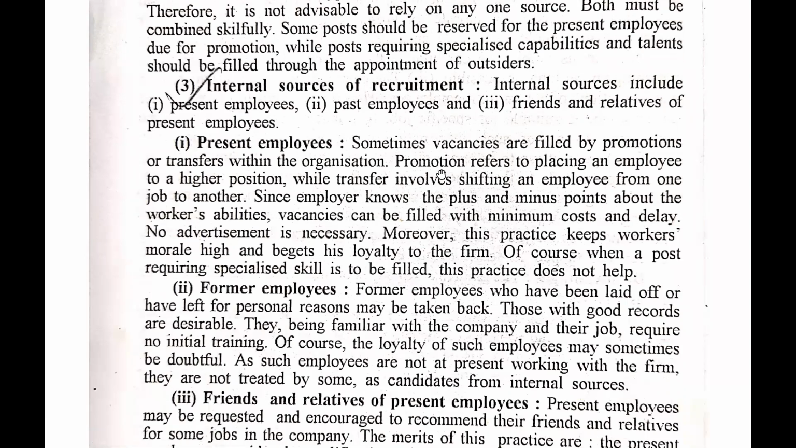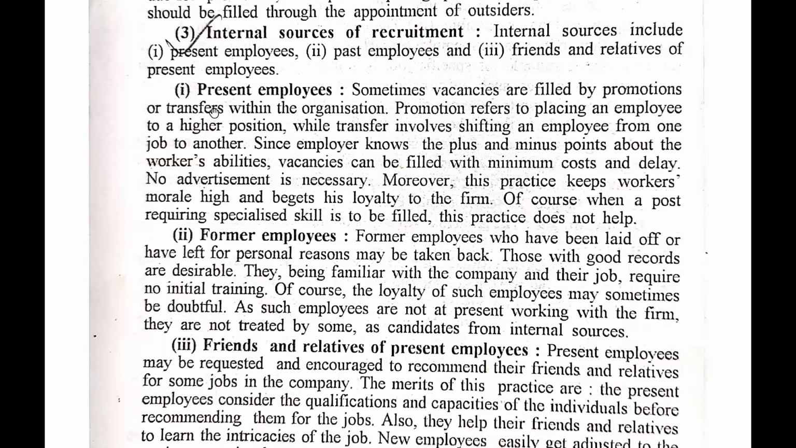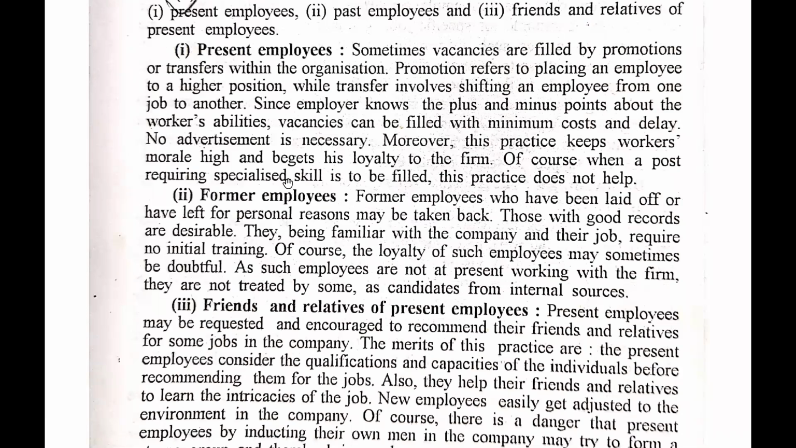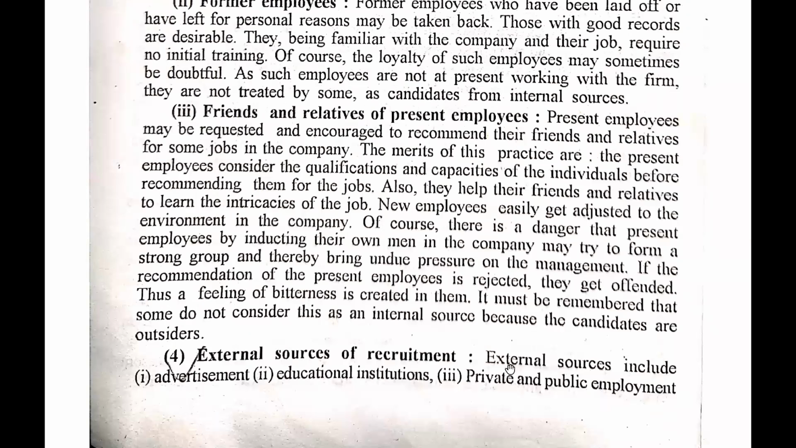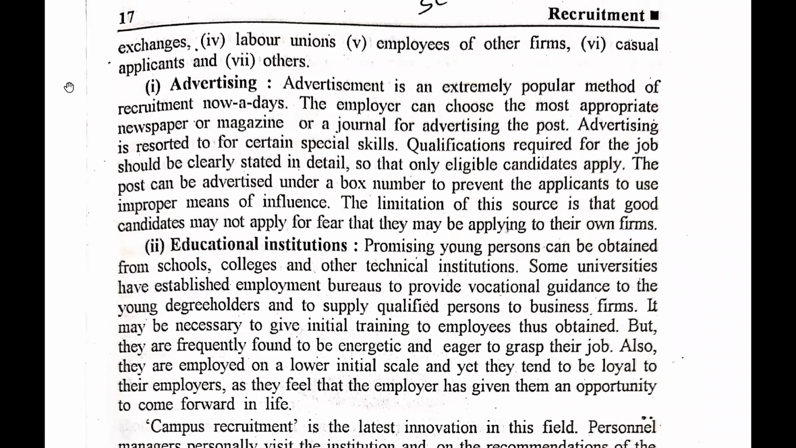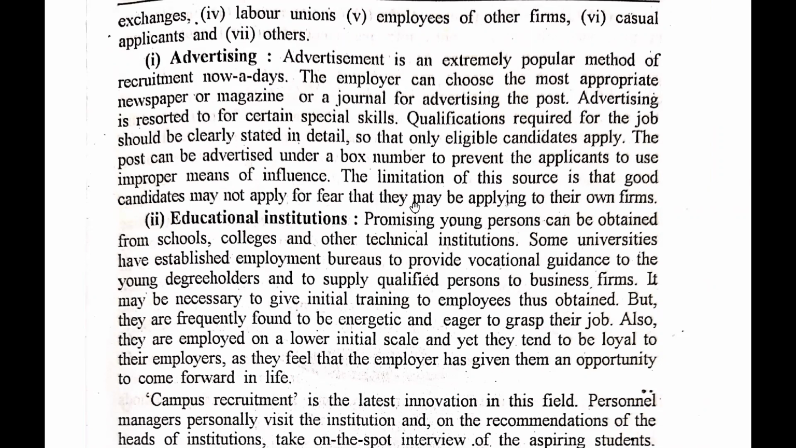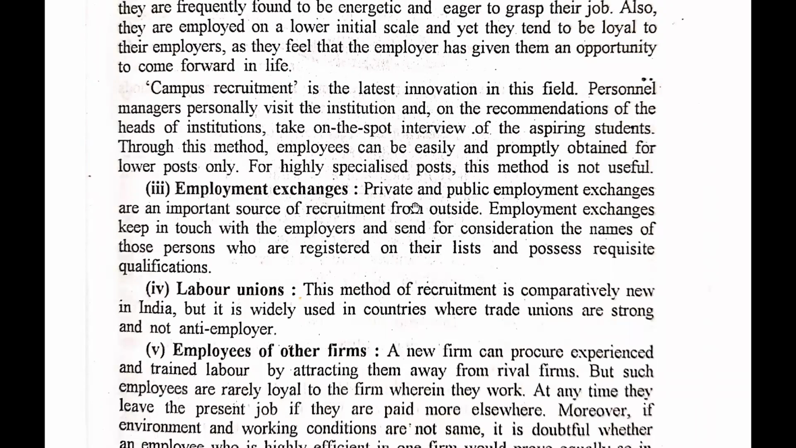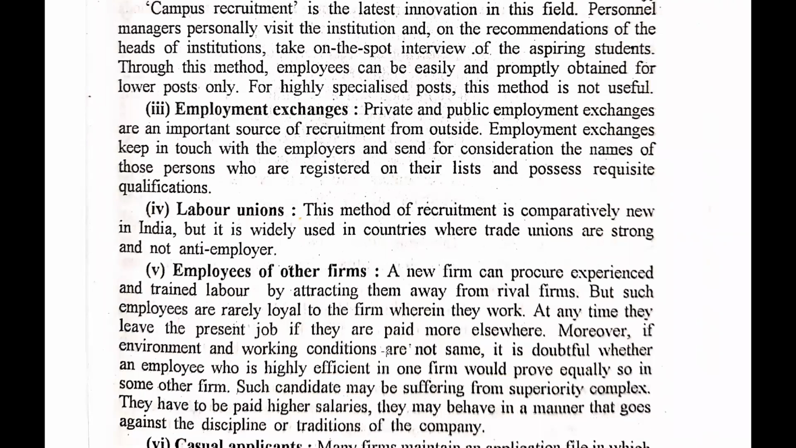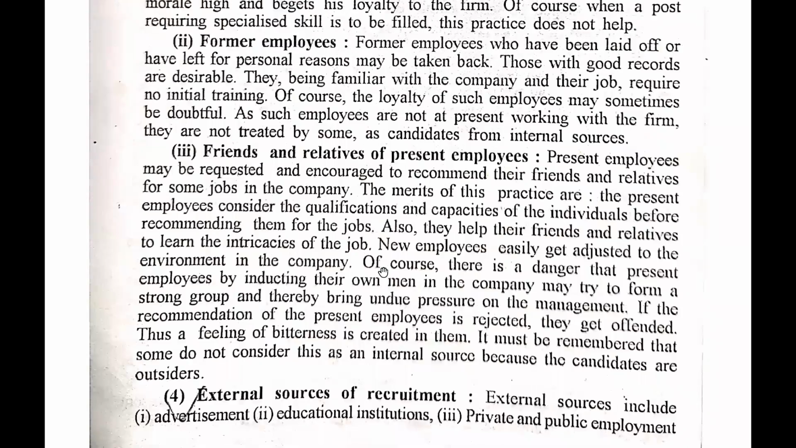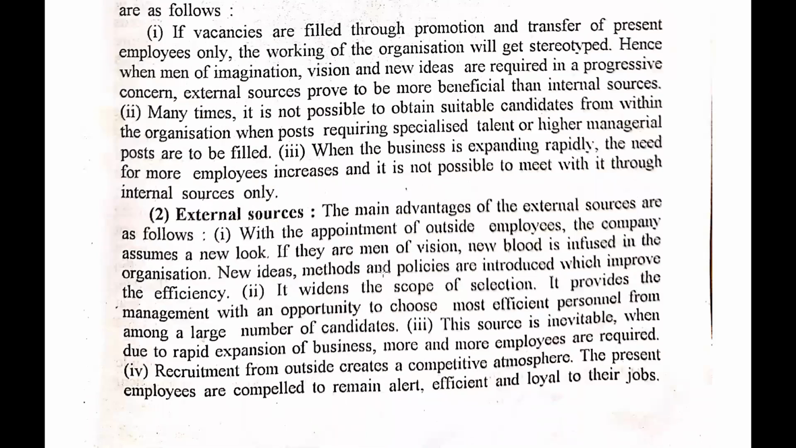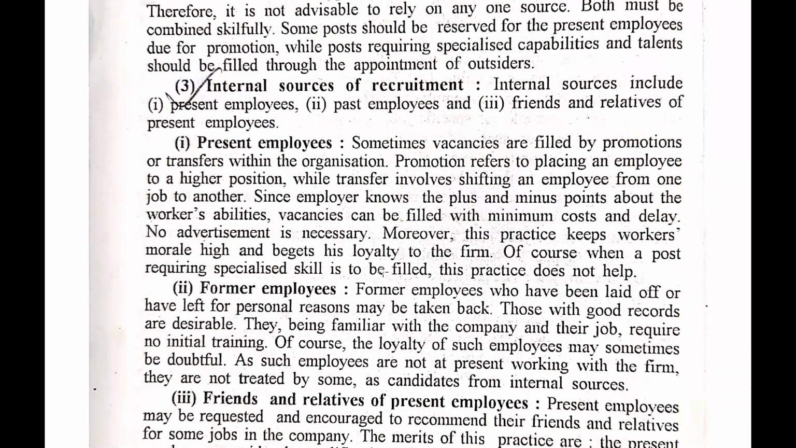Now we will see internal sources of recruitment. In the internal sources, we have present employees, former employees, and friends and relatives of the present employees. And if we see the external sources, as I have told you earlier, there are advertising, educational institutes, then employment exchanges, labor unions, employees of other firms, then the casual applicants. So these are the sources from which a company will get the employees, and these sources we have already discussed in the methods of recruitment.